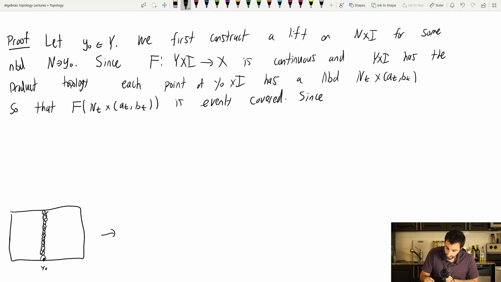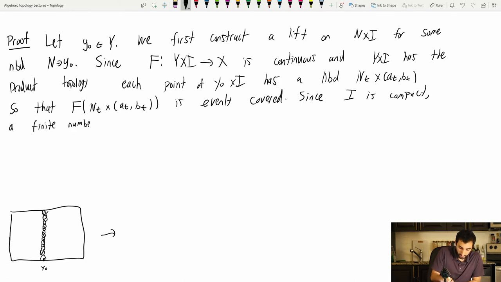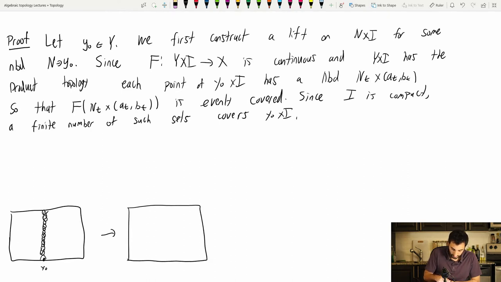Now, since I is compact, a finite number of such sets covers y0 cross I. So the next thing we do is just pare down the number of sets we have here. So there's like a fat set here and a skinny set here, another fat set here. The point is that y0 cross I is still covered by all of these, and there's finitely many of them.